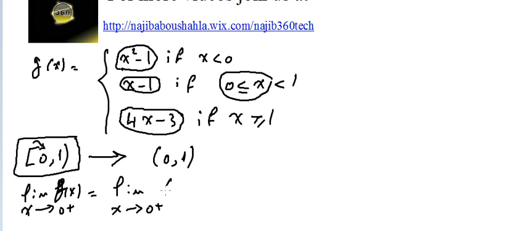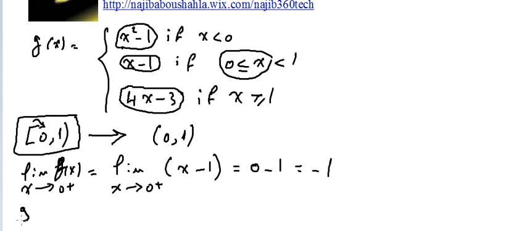So we are studying the part which is x minus 1. We substitute 0 for x in x minus 1. The answer is minus 1, right? And we have to know what is going on at g of 0 directly. G of the point 0 we also find here, so it's the same. It's 0 minus 1, because we substitute in this part over here, which is equal to minus 1.